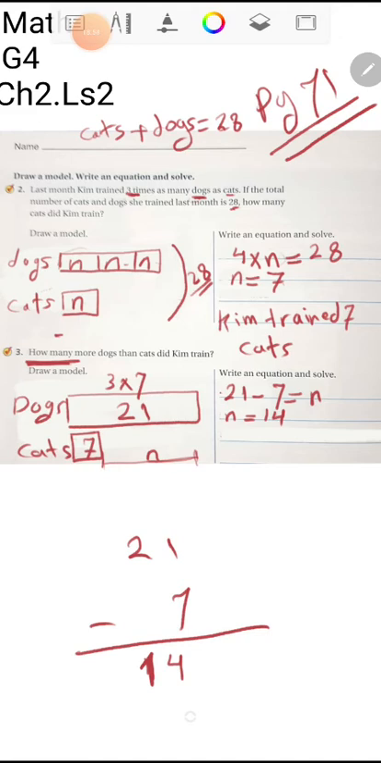So this is the difference between the numbers, and Kim trained 14 more dogs than cats. So I have 14 dogs more than cats.